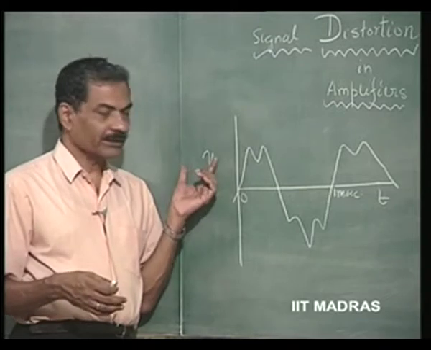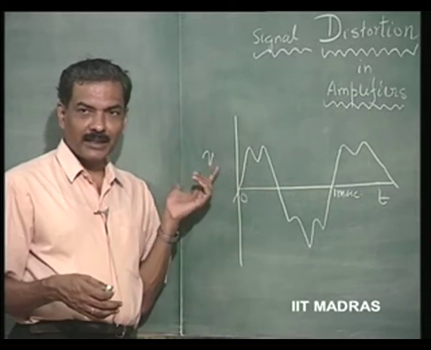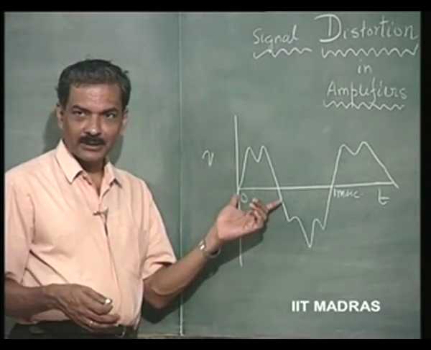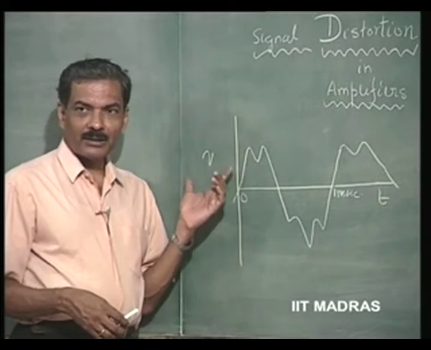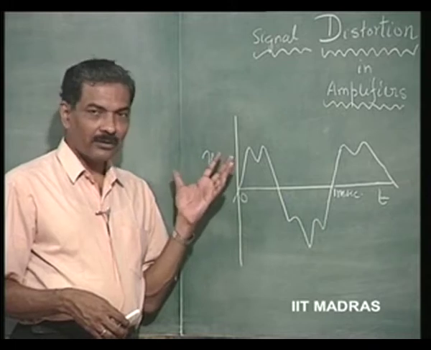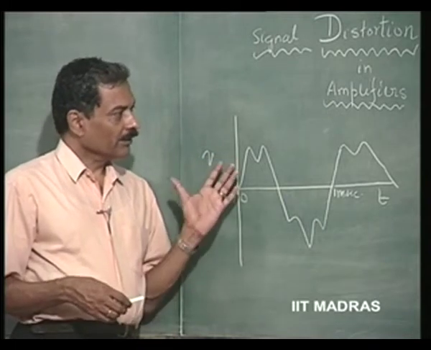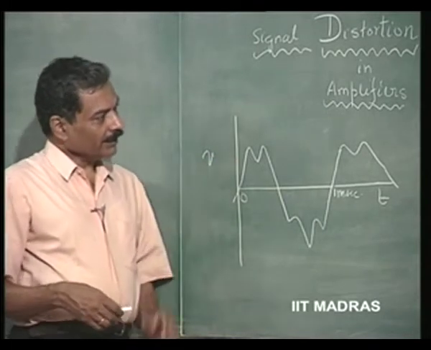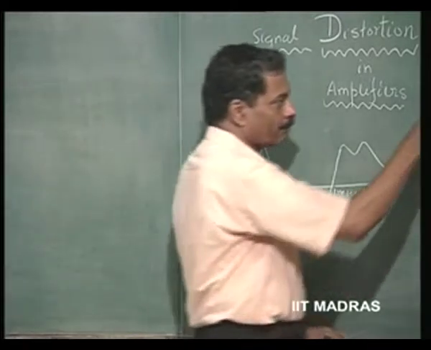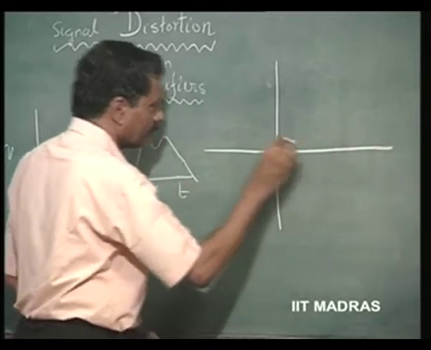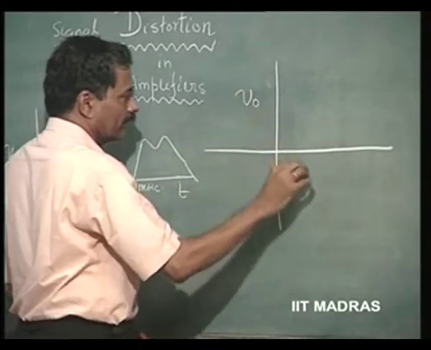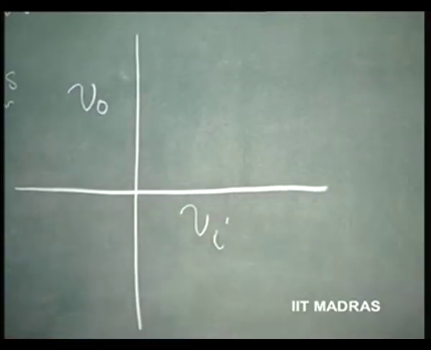If it is a voltage, it is a voltage amplifier. If it is a current, it is a current amplifier. Okay. It could be a transconductance amplifier, or trans resistance amplifier. You know all these types. Now, if the amplifier has a characteristic which is, let us say, V naught versus V I, this is called transfer characteristic.